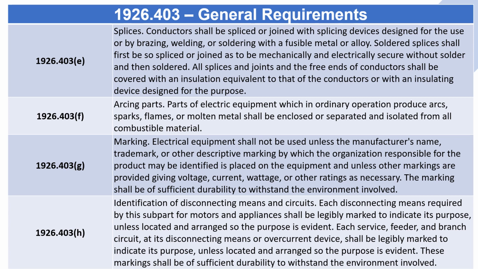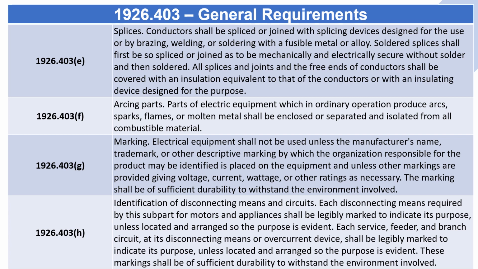1926.403(g), Marking. Electrical equipment shall not be used unless the manufacturer's name, trademark, or other descriptive marking by which the organization responsible for the product may be identified is placed on the equipment and unless other markings are provided giving voltage, current, wattage, or other ratings as necessary. The marking shall be of sufficient durability to withstand the environment involved.